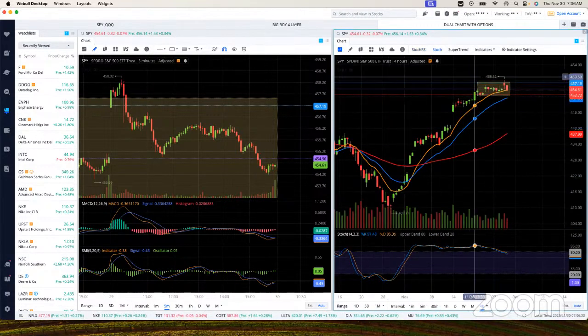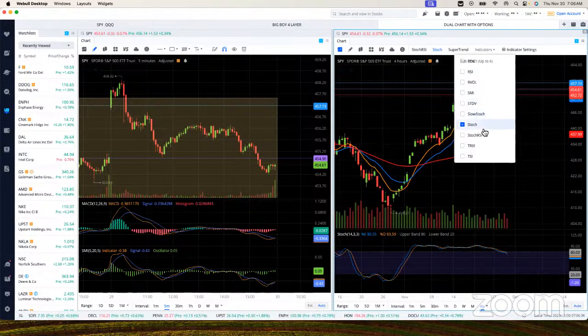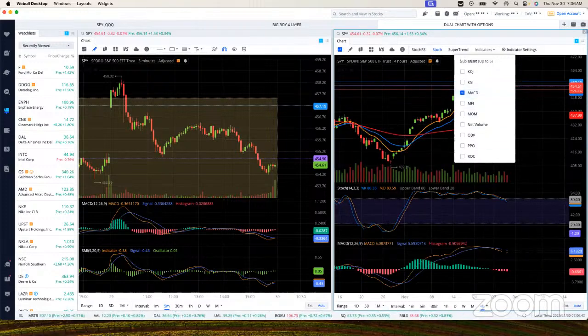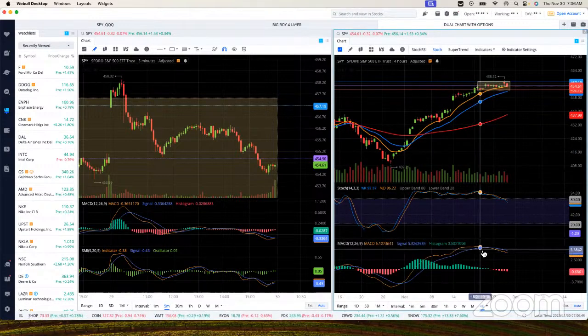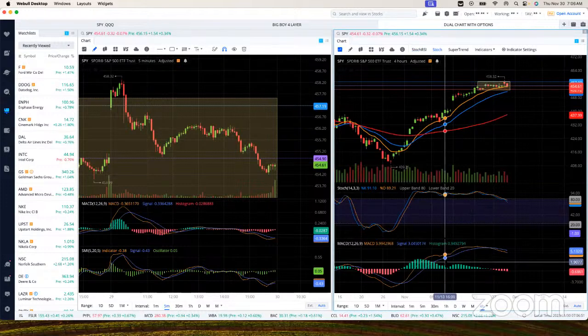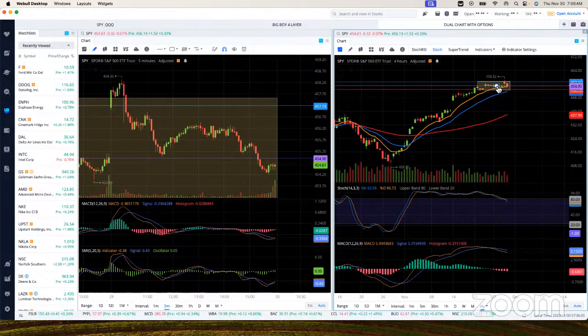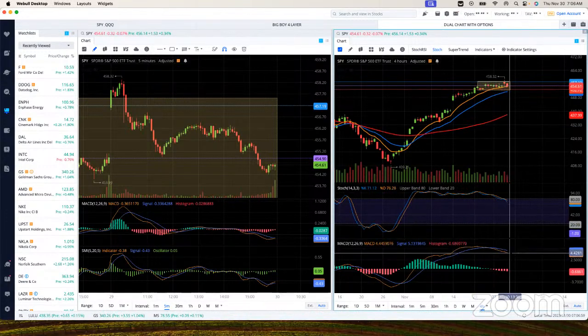Okay. And let's go ahead and add the MACD here. If we look at this MACD, we're starting to get some of this divergence. As we rise up here, we continue to rise. We're starting to rise and stay elevated. We're starting to descend here as well.